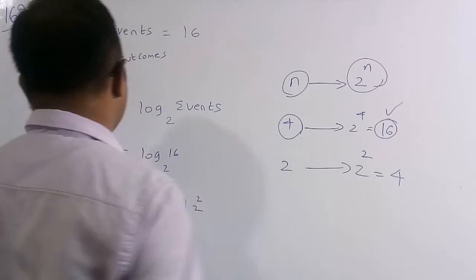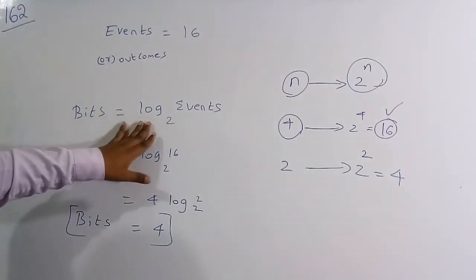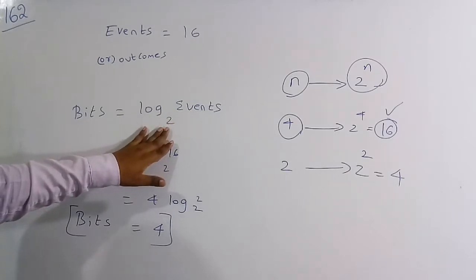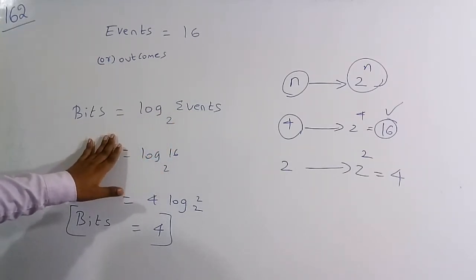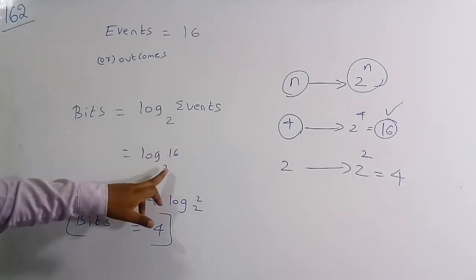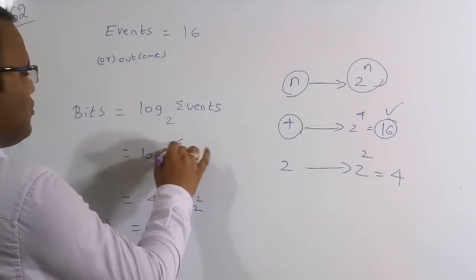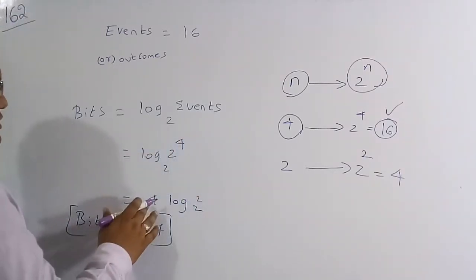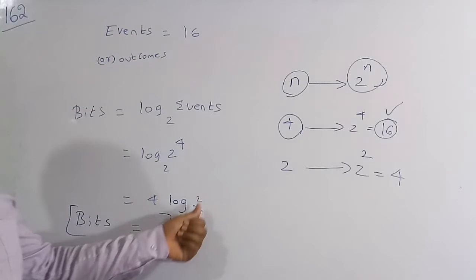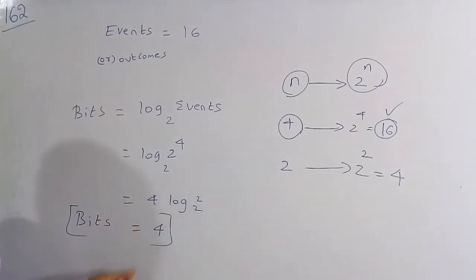Suppose if the number of bits is 2, then we can get the number of outcomes equal to 4. So you can write it in another fashion also. Here the number of bits is equal to log of events with respect to base 2. So even by this formula we can figure out this value. So log of the number of events, which is 16, base 2. So 16 I can represent as 2 to the power of 4. So this 4 is going to come to this side, so 4 log 2 base 2. So log 2 base 2 is 1. So therefore 4 into 1 is equal to 4. So therefore the number of bits required is 4.